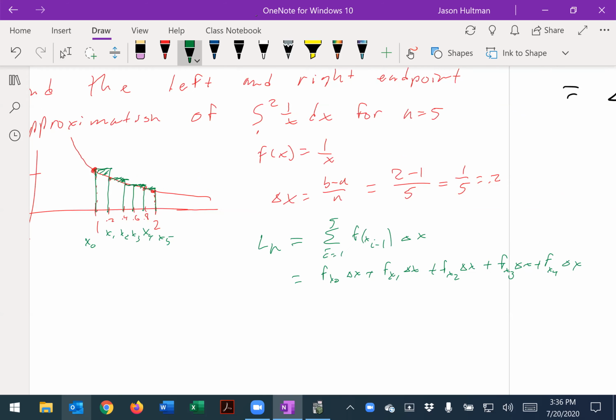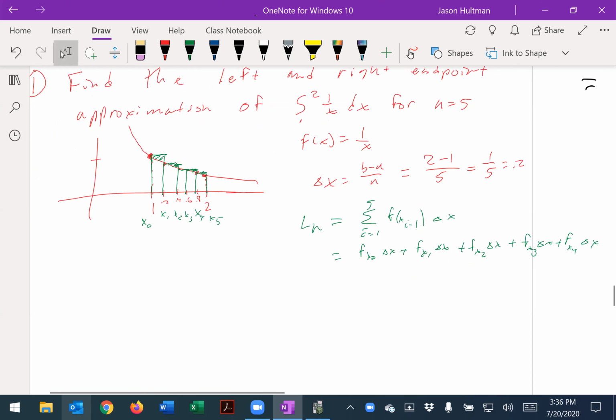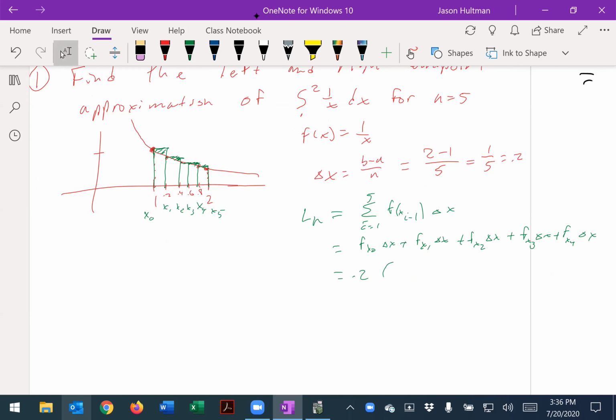I already know what my delta x is. My delta x is 0.2, so I can factor that out. But what I don't know is my f of x0, f of x1, f of x2. So I'm just going to write it like this. This is f of 1, right, because x0 is 1.